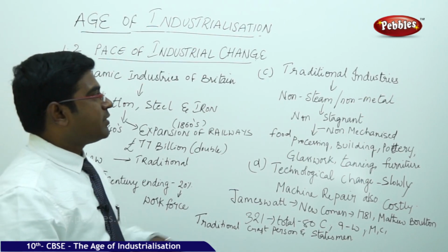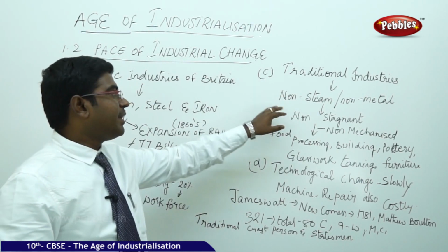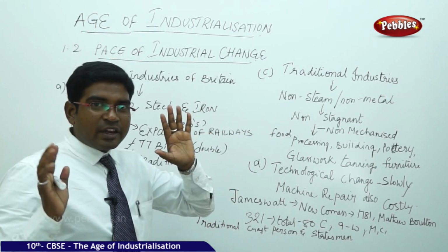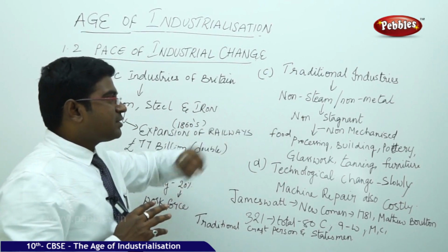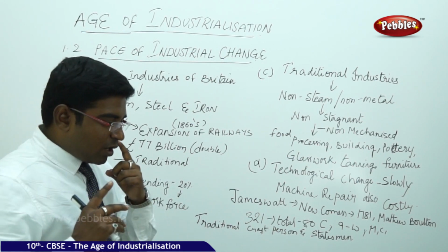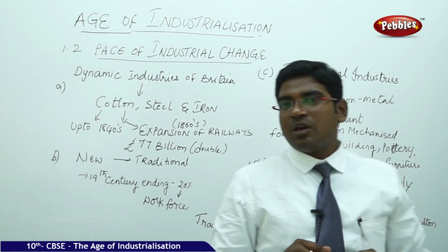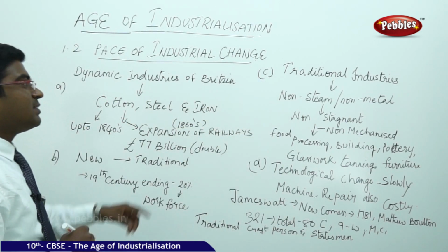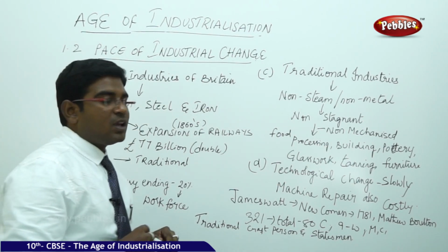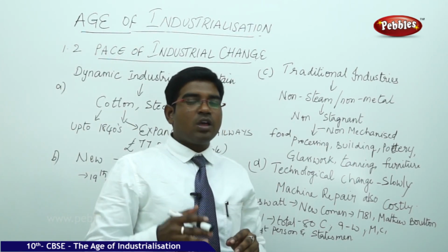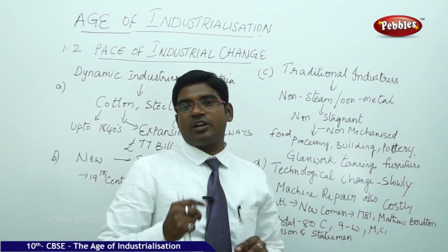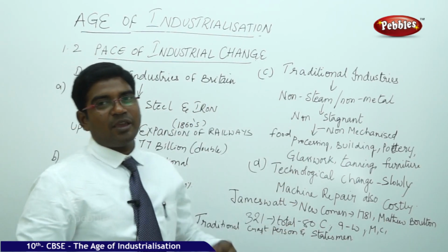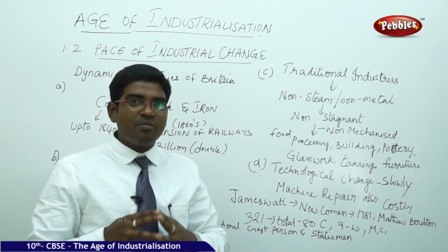The third one we are going to discuss is the traditional industries, like the non-steam and non-metal industries, which got a little bit reduced. For example, cotton production was initially very high in Britain, but as time passed, the place of cotton was taken away by iron and steel. In the same way, the non-steam, non-metal industries started to grow, but not very fast. At the same time, they were not in a reserved mood. They were not stagnant, but not very active either. They were in the middle path.